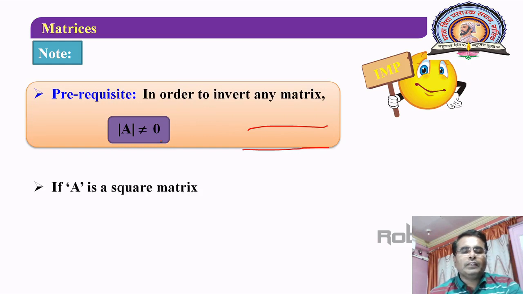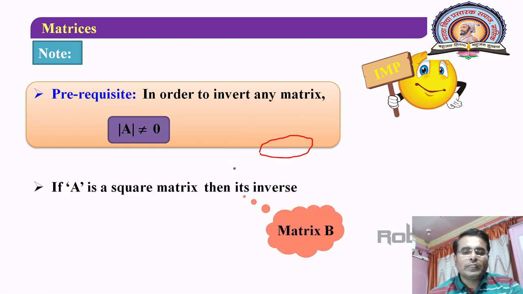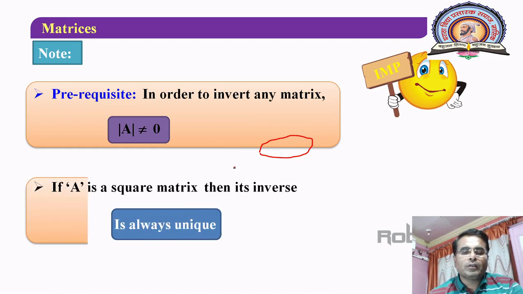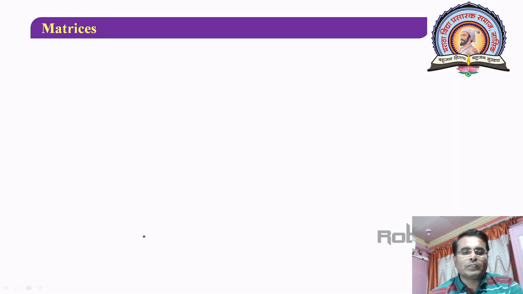And the second condition is, if A is a square matrix such that determinant of A is not equal to 0, that is, if the given matrix is a non-singular matrix, then if the inverse exists, it is always a unique matrix. So the matrix B which is the inverse of A is always unique. That is an important thing. So everyone's answer must be the same, it should not be different for every student.